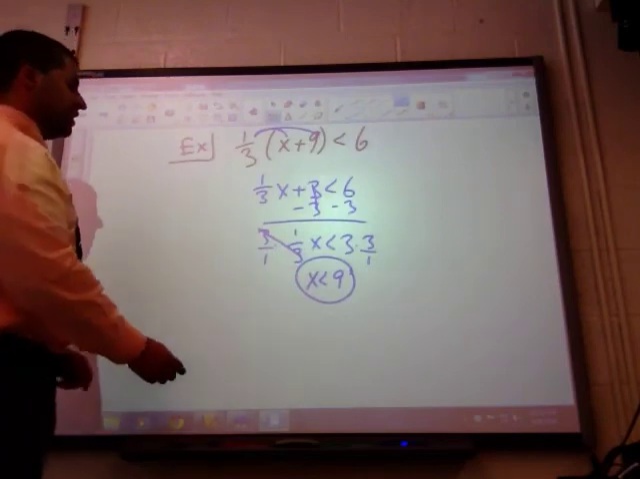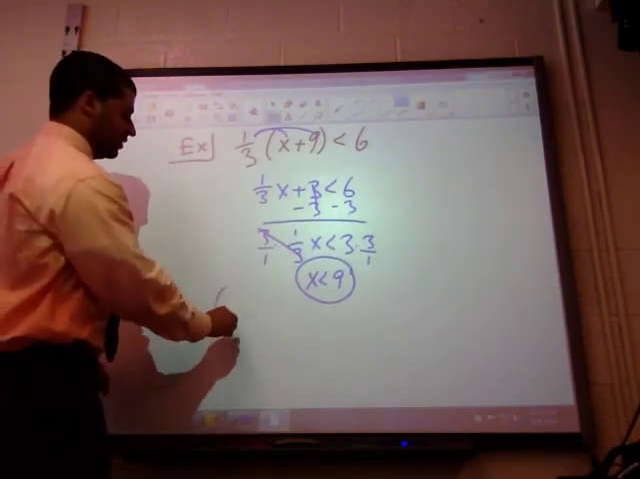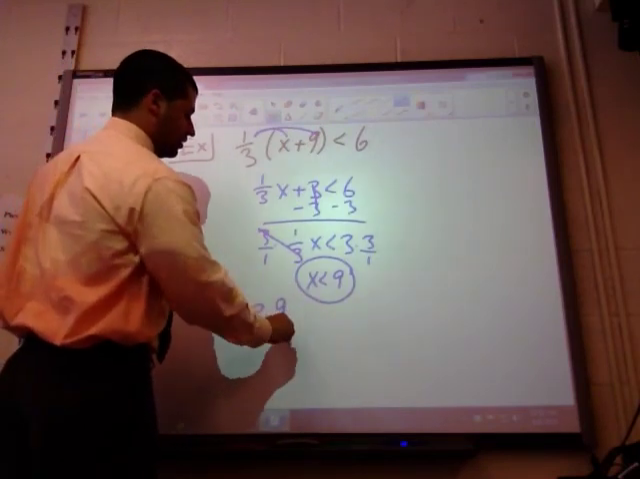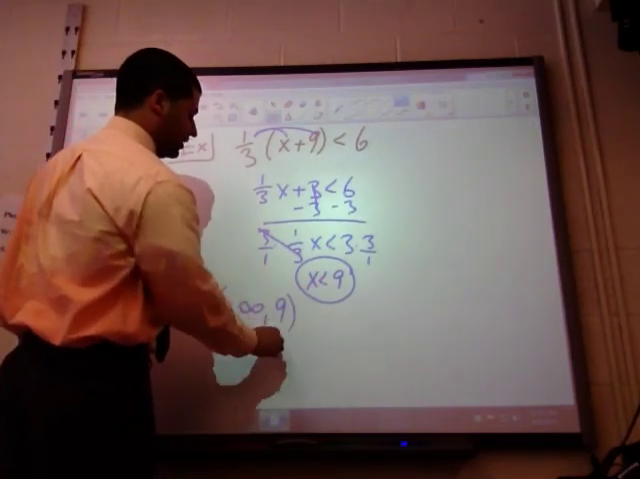So since it's less than, we start with the lowest possible number we could imagine, and that's negative infinity. And we end with our number here, 9. Notice how there's no or equal to, so we use parentheses.